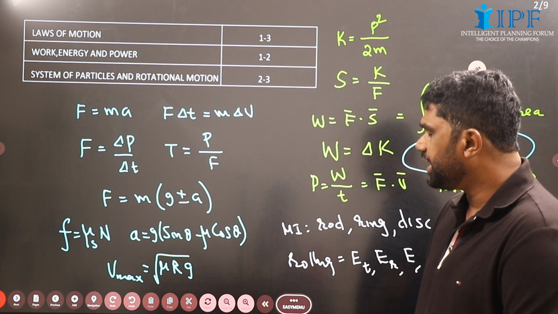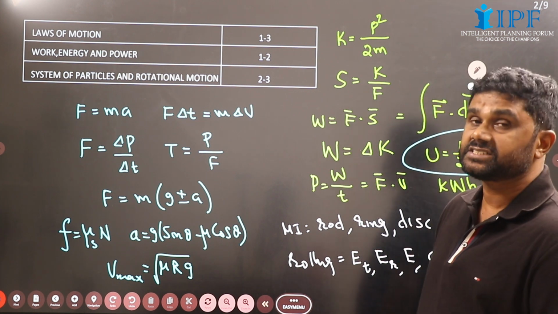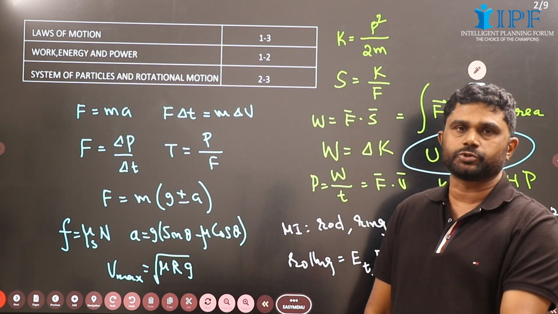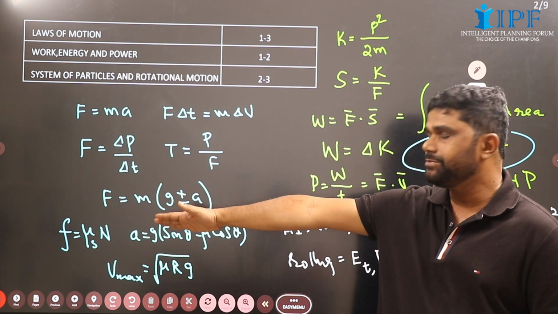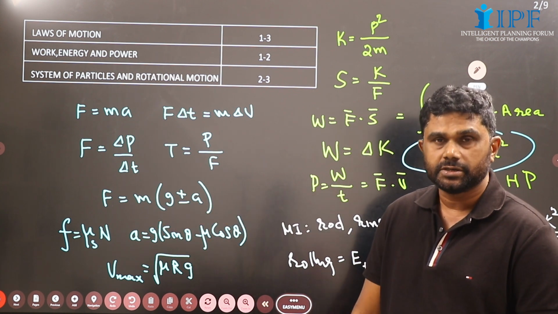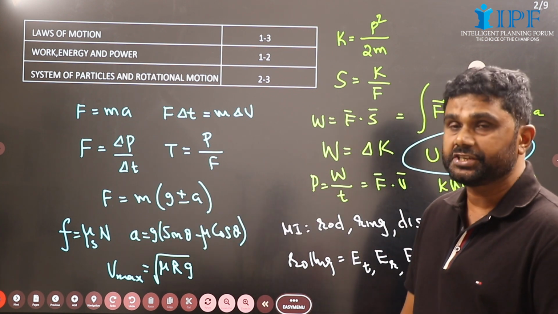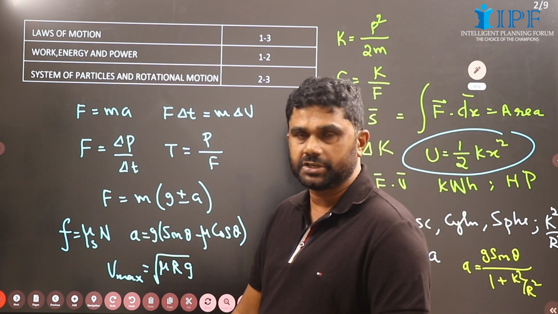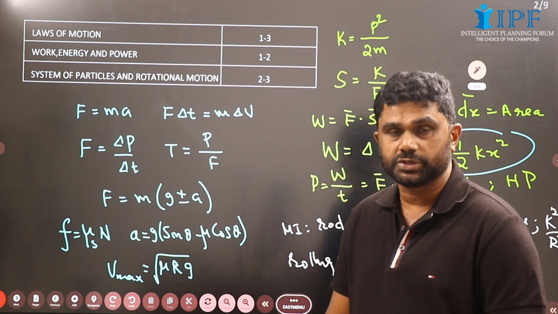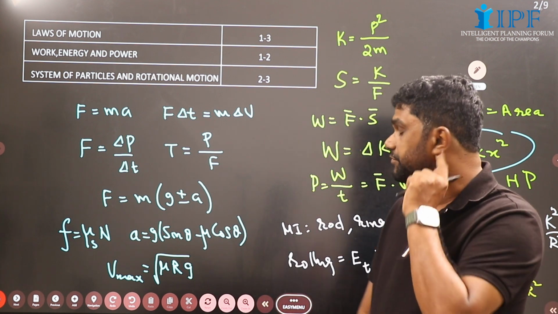Now the next thing is friction. It acts tangentially. It always opposes the relative motion. The maximum value of the static frictional force is directly proportional to the normal reaction. The constant of proportionality here is the coefficient of static friction, and this is the expression for the maximum static frictional force, and it is called limiting friction.